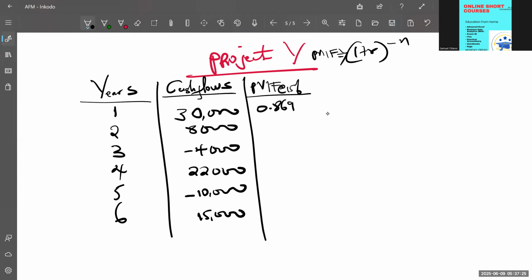0.8696, that is the discounting factor for year one. For year number two, 0.7561. For year number three, 0.6575.